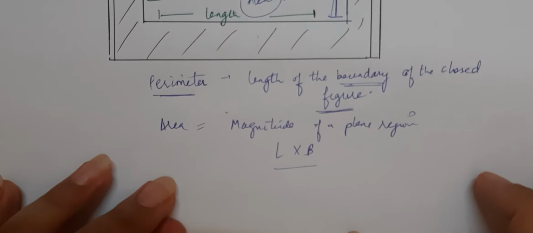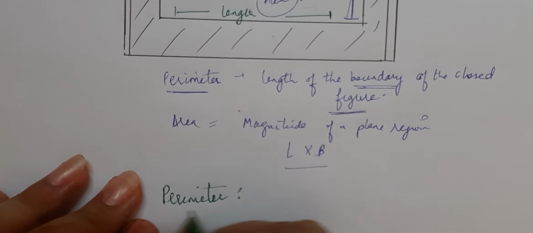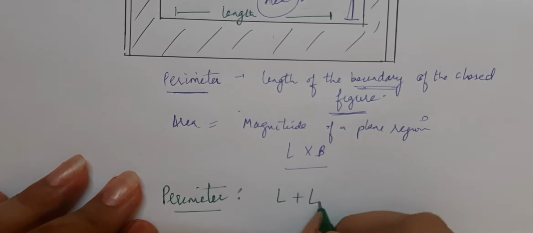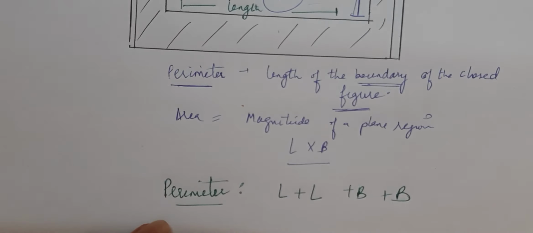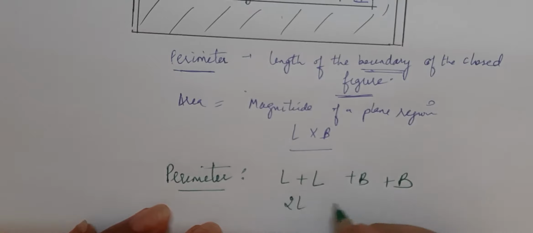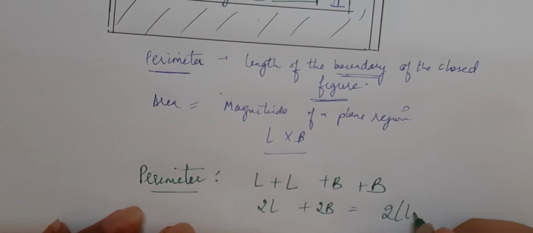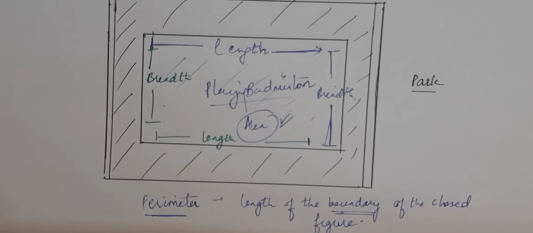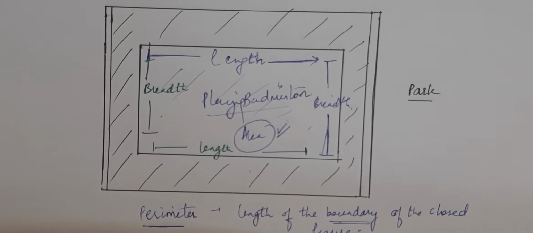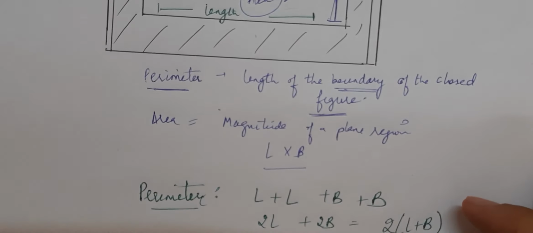So we have two lengths and two breadths, and we have to add them both. So how will I write the perimeter? Perimeter equals length plus length plus breadth plus breadth. Taking the names as L and B, it is 2L plus 2B, which is 2 common, 2(L plus B). So this is my perimeter for the rectangle. We have concentrated upon the rectangle only. So we have calculated the perimeter and the area for the rectangle.